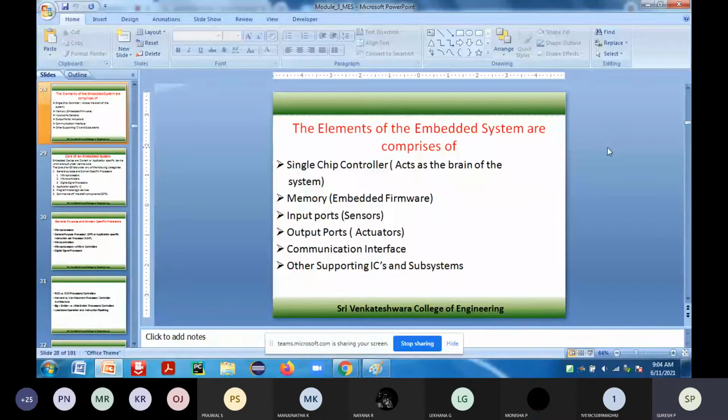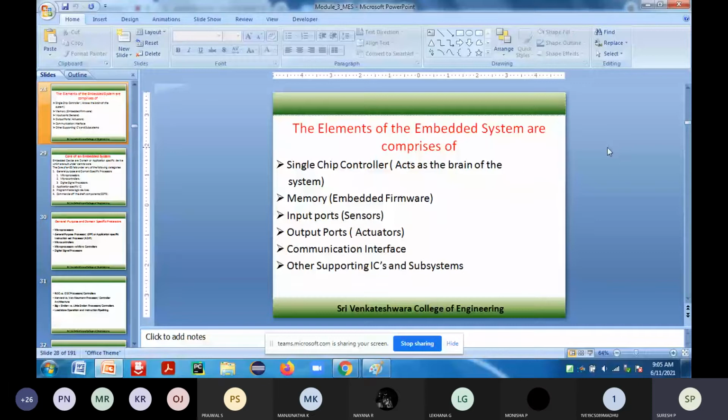Next, input sensors will be there, and output ports will be there, which will be acting as the counter action which you need to take for the input that has been coming. Next is the communication interface. Only if you have the communication interface can you communicate with the external world.